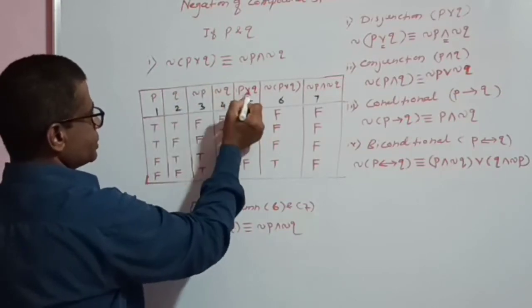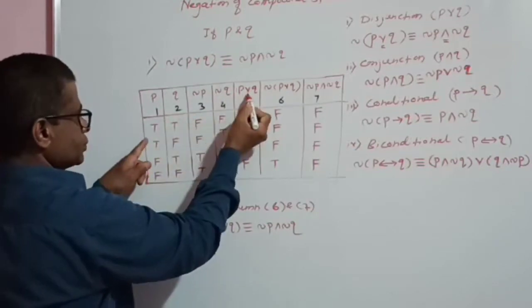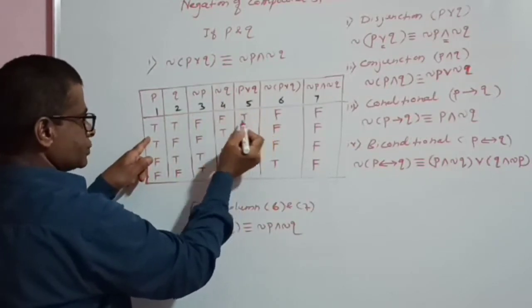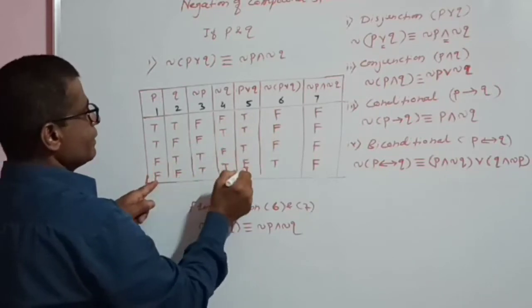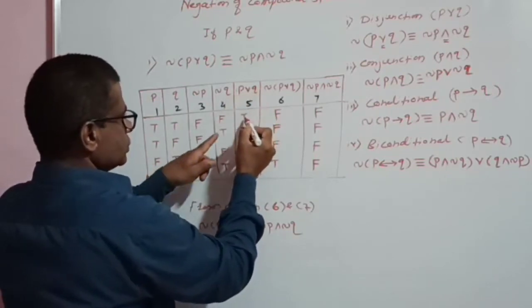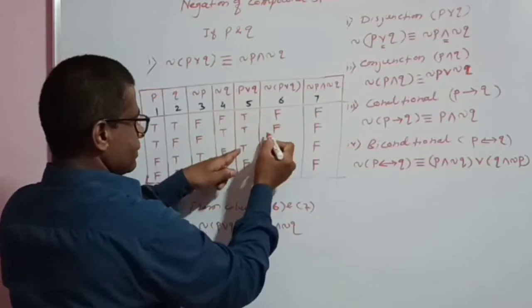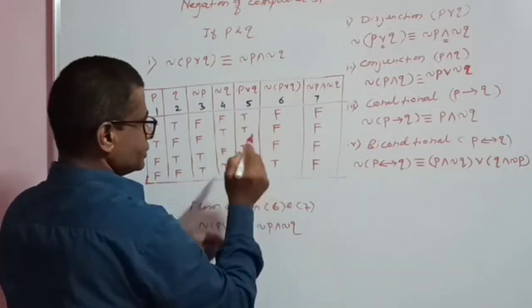Then take the disjunction between P and Q. Disjunction is true if both are true or any one of the two statements is true. T T T, T F T, F T T, and F F F. Then its negation. So negation of T is F, T is F, T is F, and F is T.